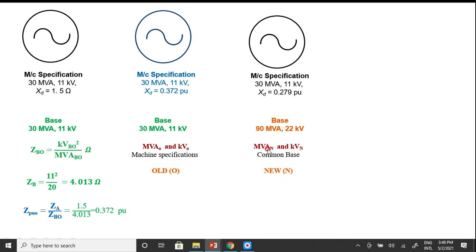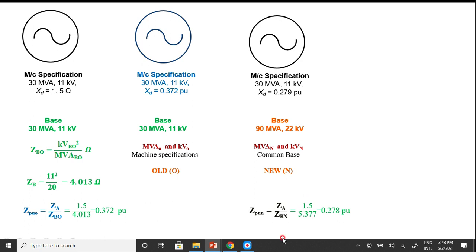Therefore, I am considering this as a new set of base quantities, which I represent by MVAn and kVn. These are the new base quantities, and these are the old base quantities. Based on the old base quantities, the per unit value is 0.372. For the new base values, my per unit value of reactance is 0.279. However, the actual value remains the same, that is 1.5 ohm.